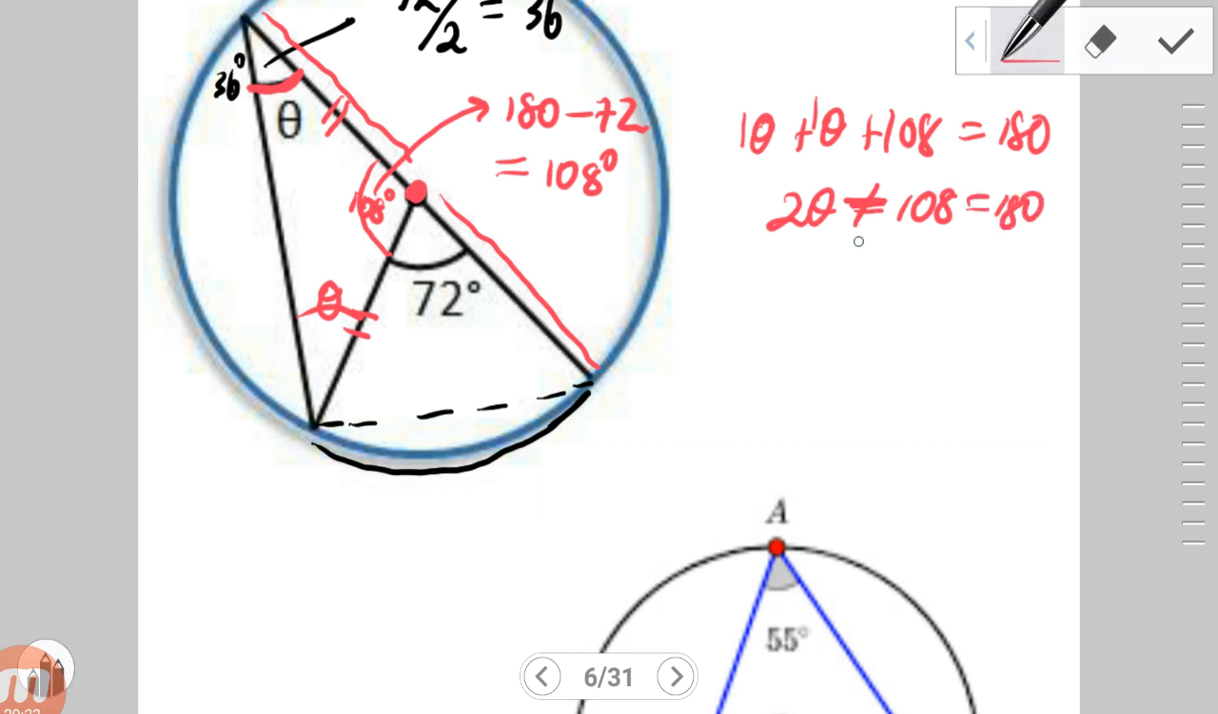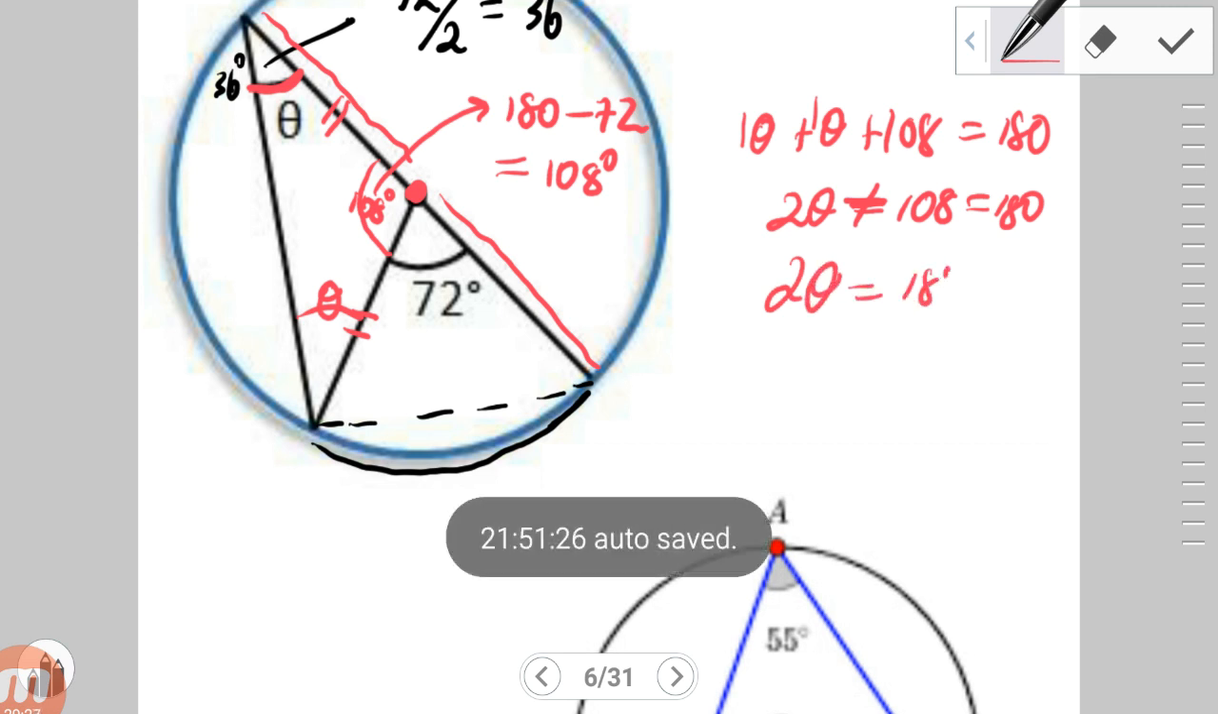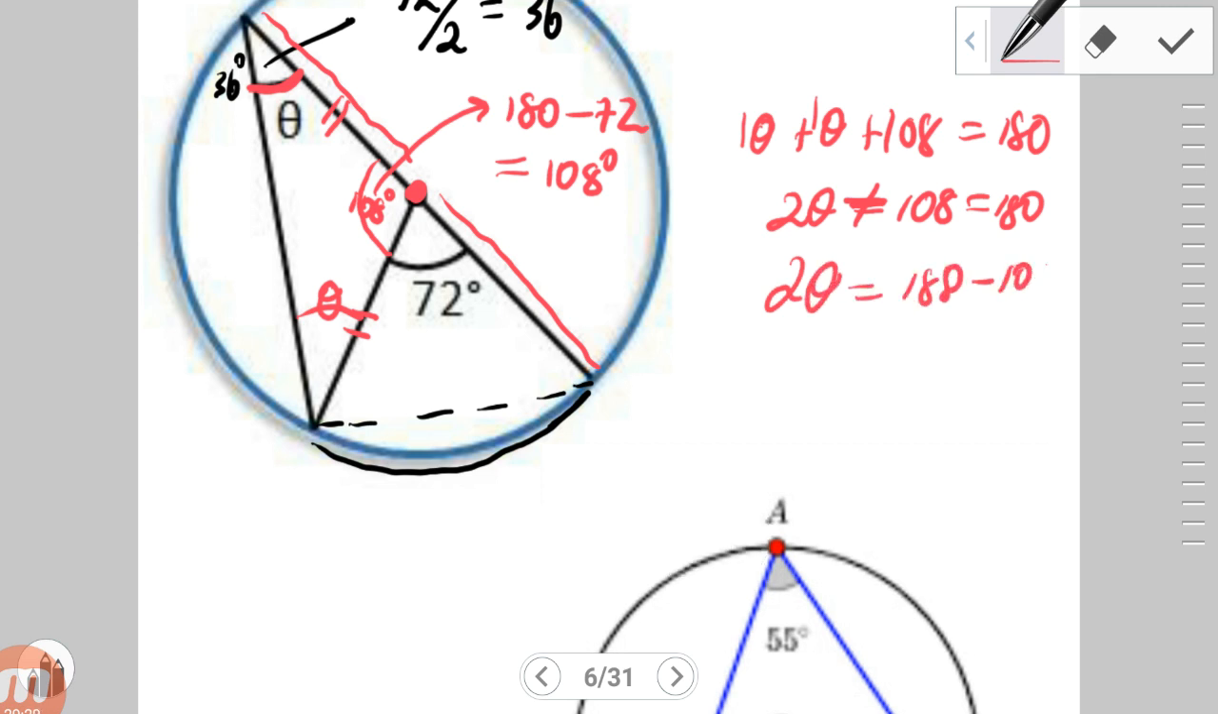So if we transpose the 108, we'll get 2 theta is equal to 180 minus 108. So we'll end up with 2 theta being equal to 72 degrees. So theta is going to be equal to 72 divided by 2. And that's equal to 36 degrees.